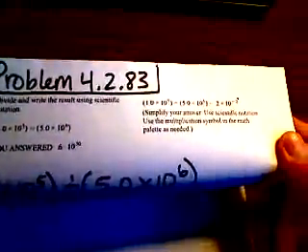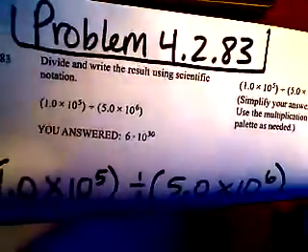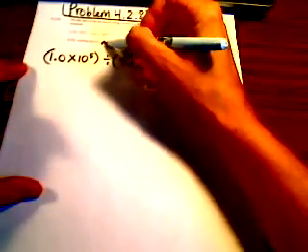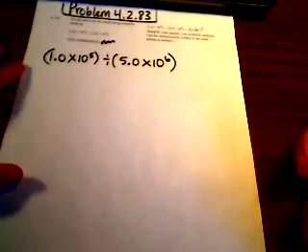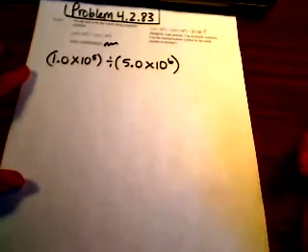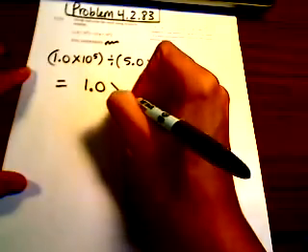Okay, so this is problem 4.2.83, and we're asked to divide and write the result using scientific notation. And we have 1.0 times 10 to the 5th divided by 5.0 times 10 to the 6th. Okay, and so I'm actually going to rewrite this in a different form.